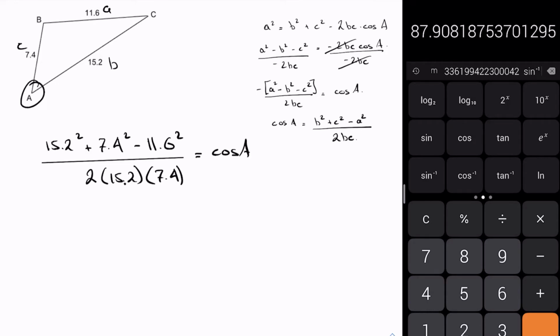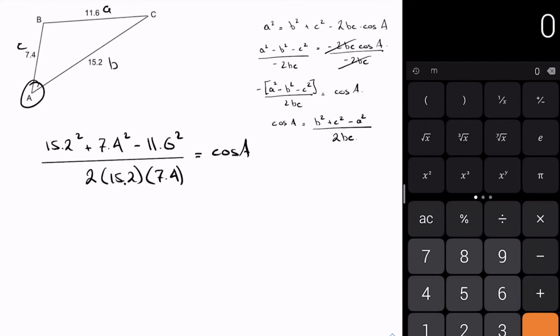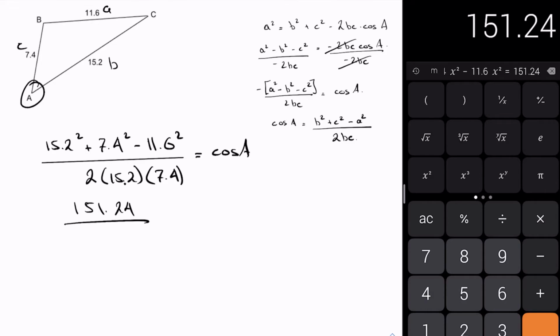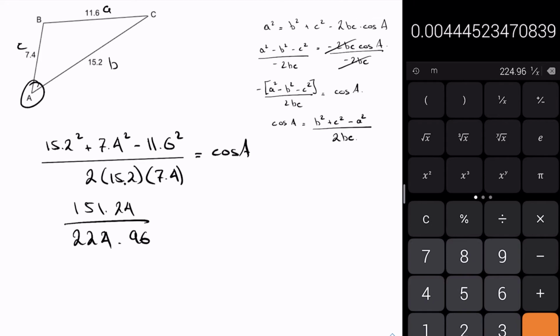So what do I get? Let's do the math here on the calculator. I'm going to go 15.2 squared, plus 7.4 squared, minus 11.6 squared. So there's my numerator, and I'll write it out first, 151.24. I'm going to divide that all by my denominator. So I got 15.2 times 7.4 times 2, 224.96.